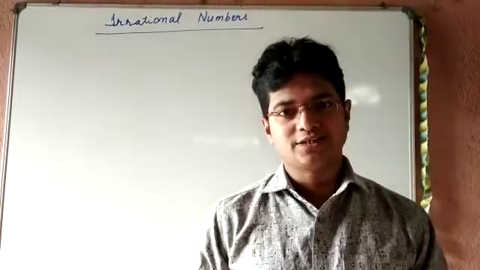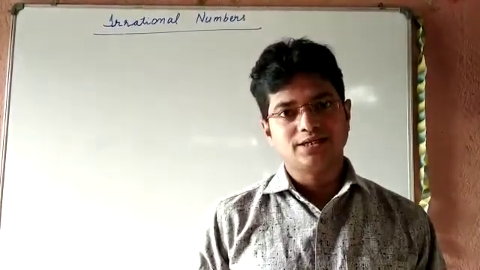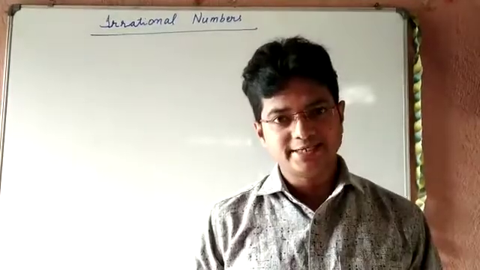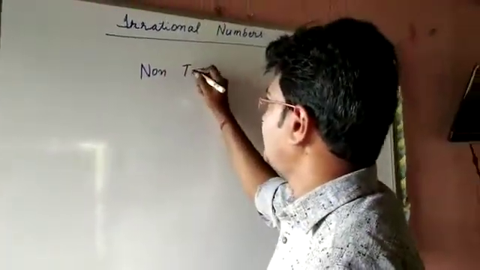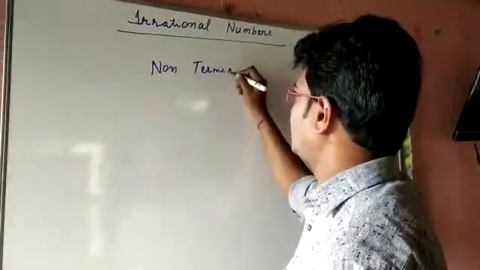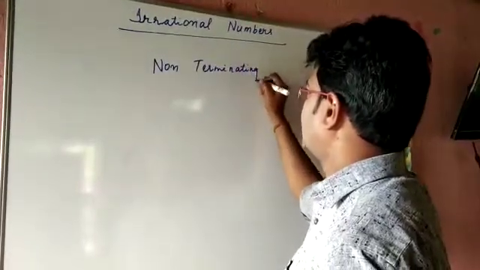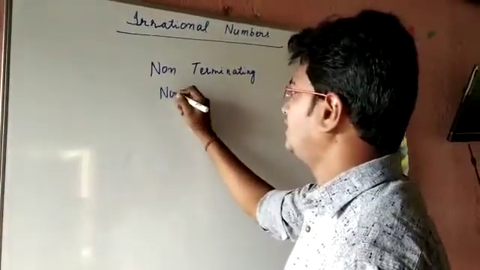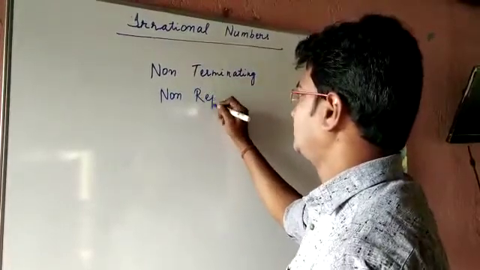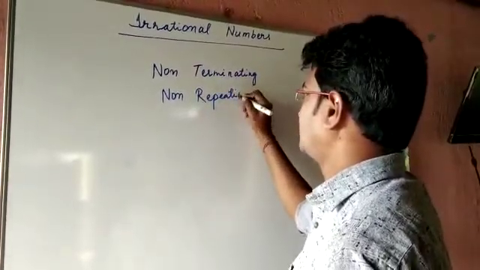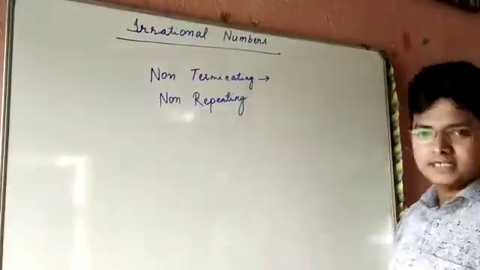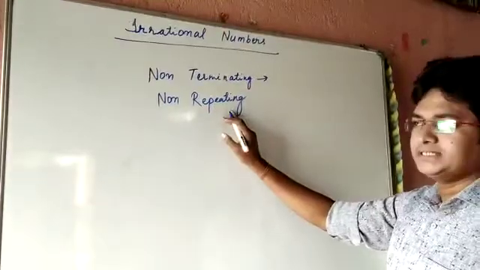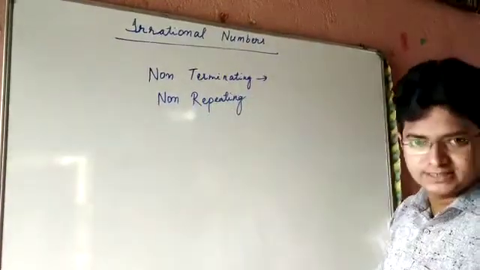So what are irrational numbers? Irrational numbers are the numbers which are non-terminating and non-repeating. You need to understand these keywords: non-terminating. Next is non-repeating. Non-terminating means which does not come to an end. Non-repeating means the term should not get repeated.